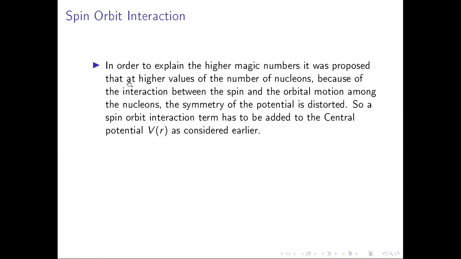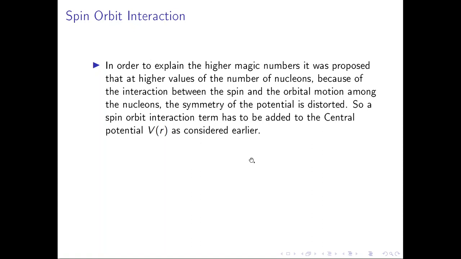In order to explain the higher magic numbers, it was proposed that at higher numbers of nucleons, because of the interaction between spin and the orbital motion among the nucleons, the symmetry of the potential is distorted. So a spin-orbit interaction term has to be added to the central potential V(r), as considered earlier. We considered a spherically symmetric harmonic oscillator kind of potential, but because of the interaction between the spin and orbital motion among the nucleons, the symmetry of the potential is broken.